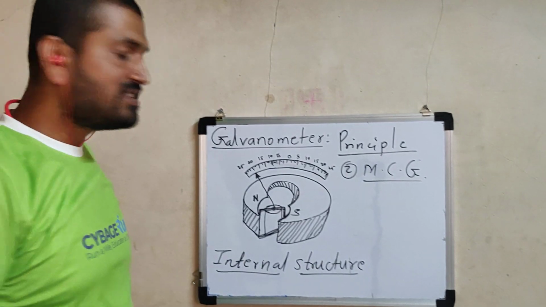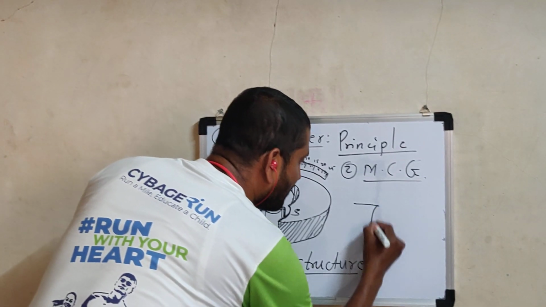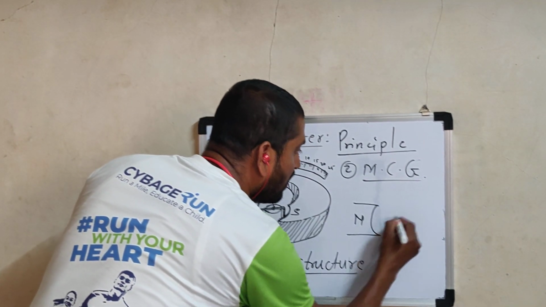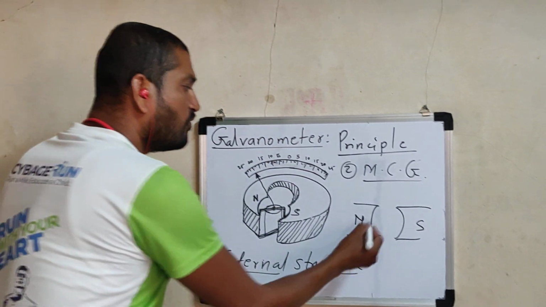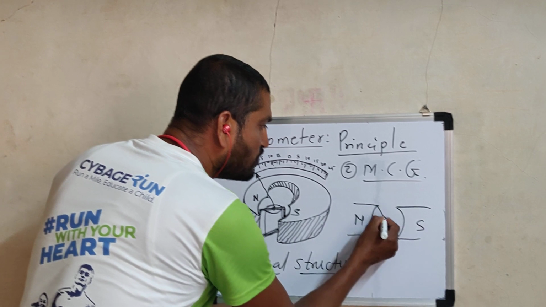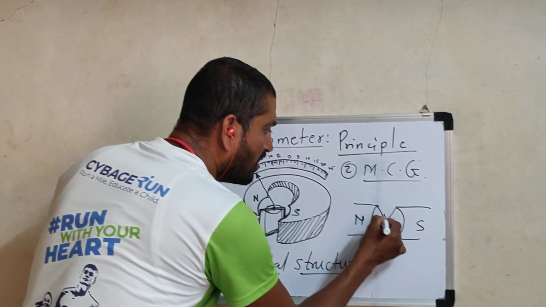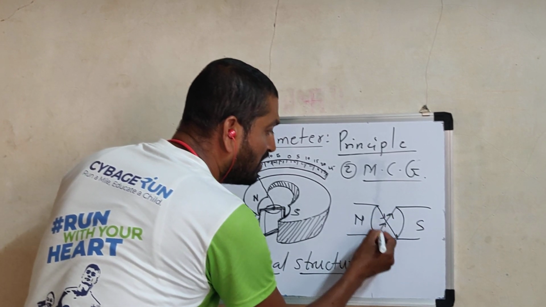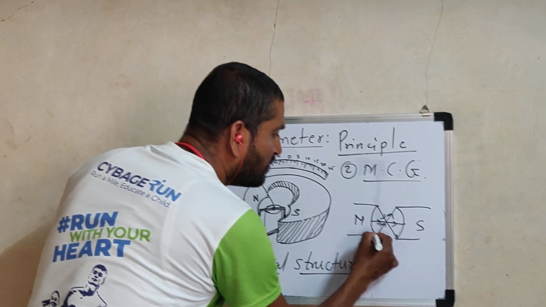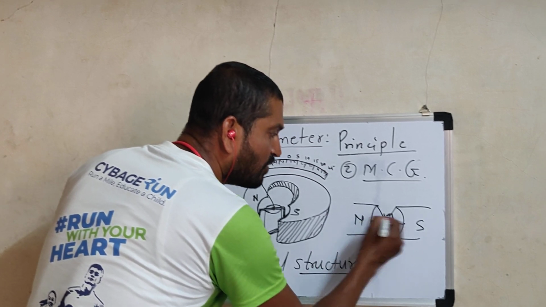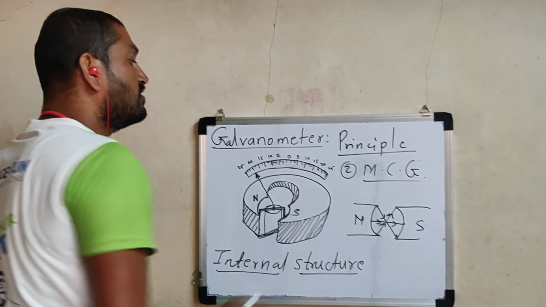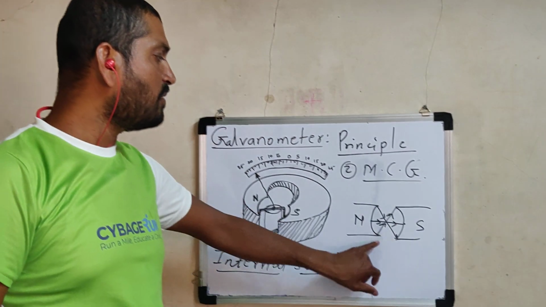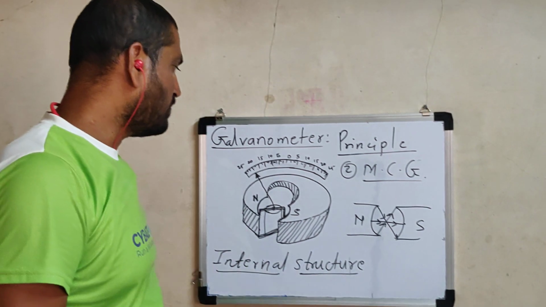These two pole pieces I am showing here in a separate diagram. You just imagine this is the N pole and this is the S pole. So these two pole pieces produce a very strong radial uniform magnetic field here. A radial uniform magnetic field. We know that every magnetic field direction always starts from the N pole and ends on the S pole externally. So these are the magnetic lines of force. So this is a radial uniform magnetic field produced by the two pole pieces of the horseshoe magnet.